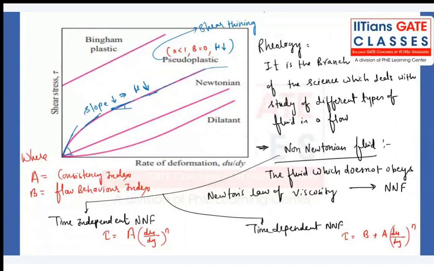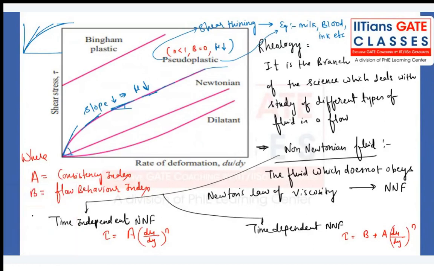The graph is something like this. Remember, the slope is always decreasing, so it is a shear thinning fluid. What are examples of pseudoplastic fluids? Milk, blood, ink, etc. Or maybe ketchup also you can think of.